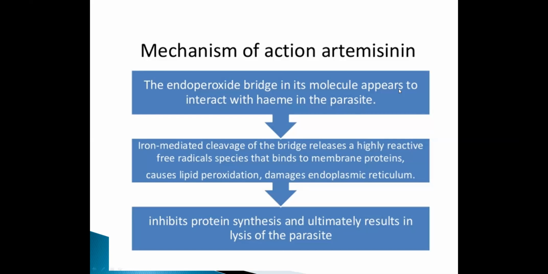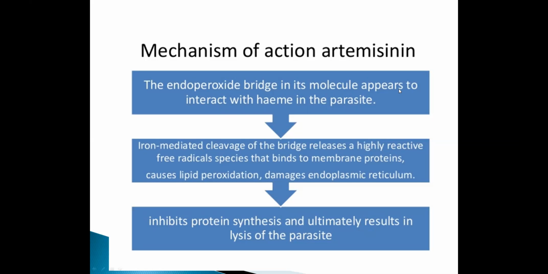So when a complex is formed between the iron present in heme and the endoperoxide present in artemisinin, it releases a free radical which binds to the membrane proteins. These free radicals cause lipid peroxidation and damage your endoplasmic reticulum. This inhibits protein synthesis and results in the lysis of your parasite.